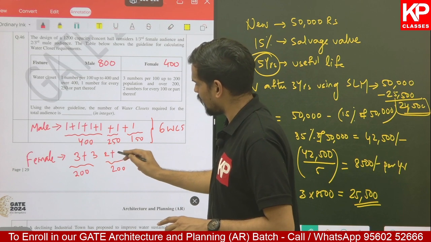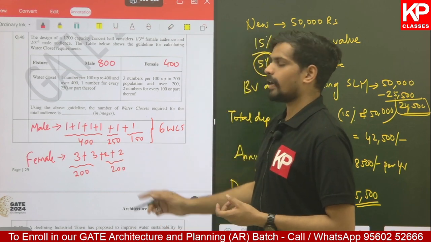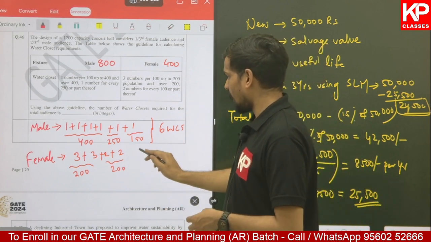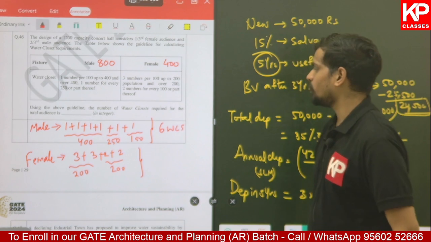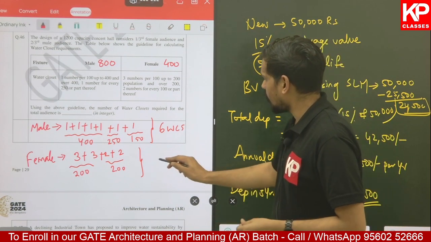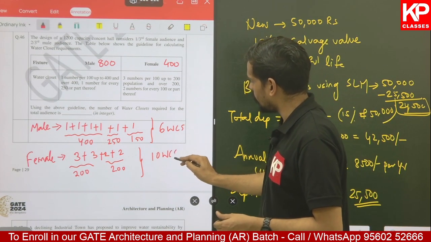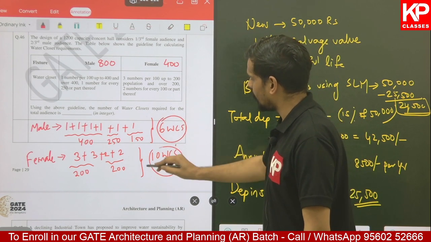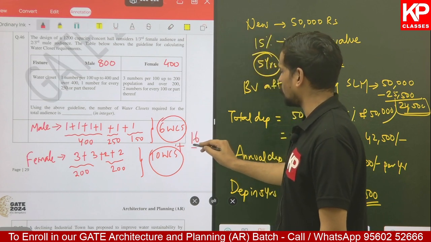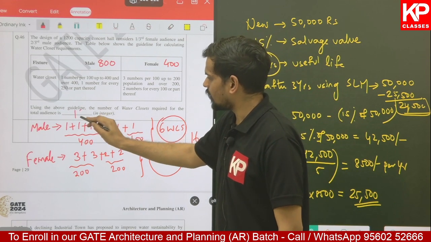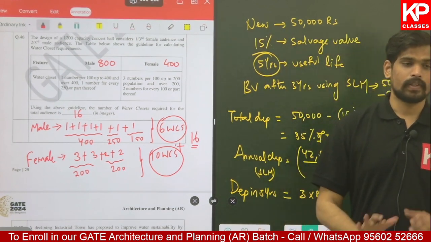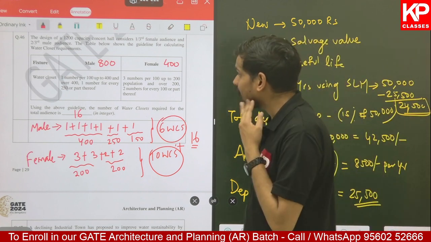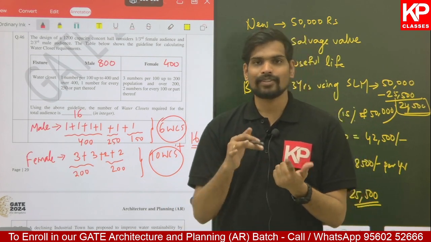So it is 2 plus 2. That has served a population of 200. 2 for every 100. 2 for one more 100. So that's coming out to be 3 plus 3 plus 2 plus 2. That is 6 plus 4, 10 WCs for the female washrooms. The total number of water closets required will be 6 for male and 10 for female. The total number is coming out to be 16 WCs. So the answer in integer will be 16 for this question based on simple calculation. There is nothing difficult over here to count the WCs based on the given population.